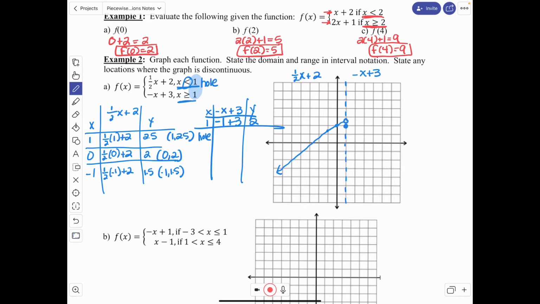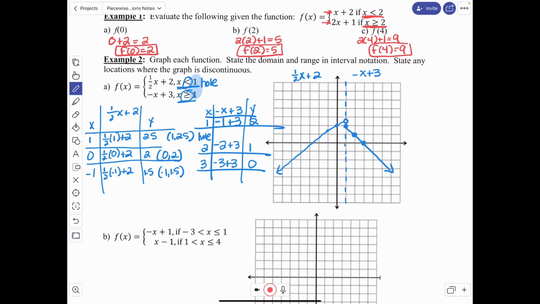So let me skip down a little bit lower here. Now these values are going to be greater than 1. So anything greater than 1, so I'm going to go to 2. Negative is in my equation, so -2 plus 3, that's going to give me 1. Let's do one more, so let's do 3. So that's -3 plus 3 is going to be 0. So I can see the pattern that this one is establishing. Okay, so here's what my graph looks like.